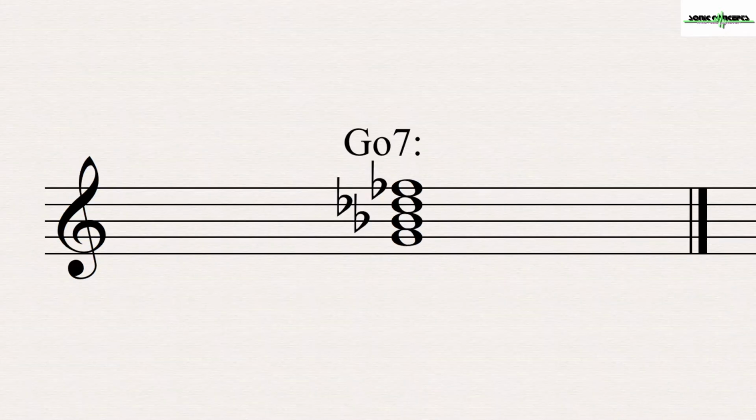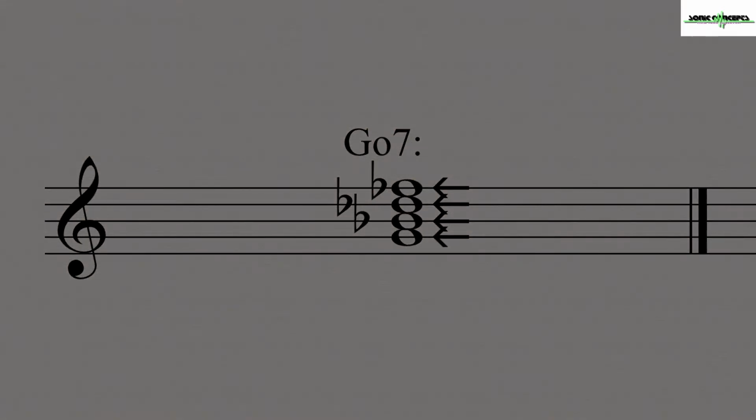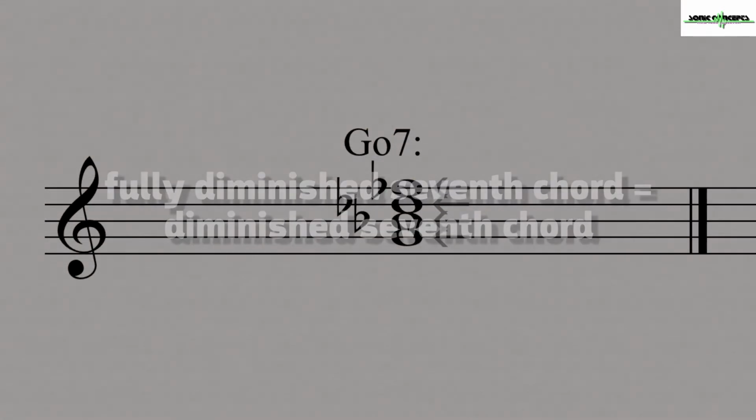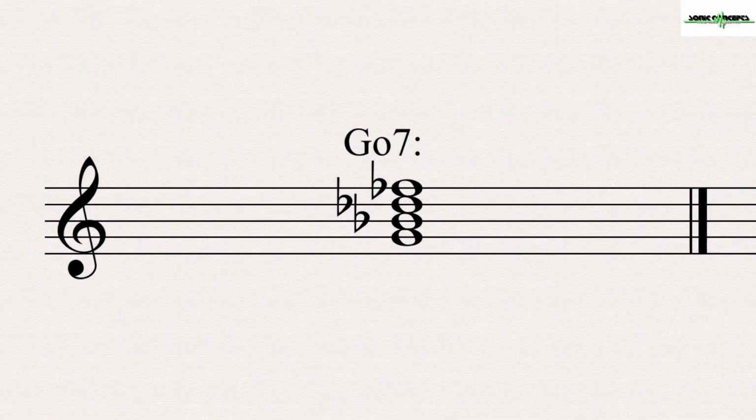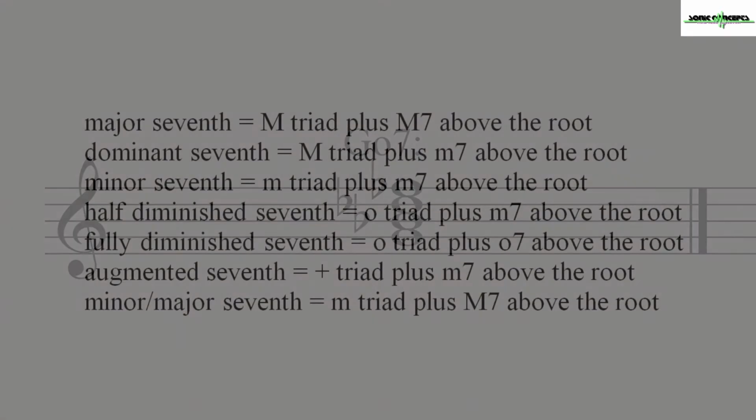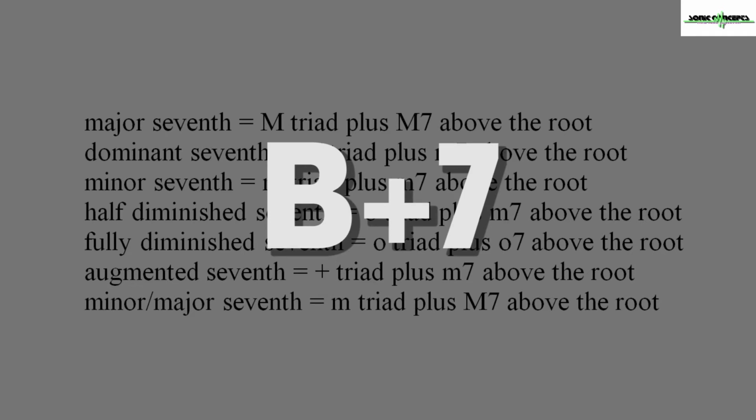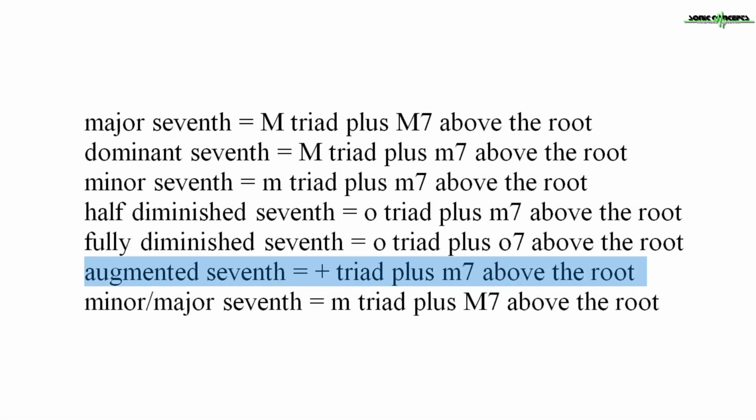We can now construct our G fully diminished 7th chord by adding this diminished 7th to the G diminished triad. Incidentally, fully diminished 7th chords are also simply referred to as diminished 7th chords. Let's construct one more 7th chord to demonstrate this process again. In this example, we will create a B augmented 7th chord. We'll begin by looking at the augmented 7th chord formula. This formula states that an augmented triad is required.